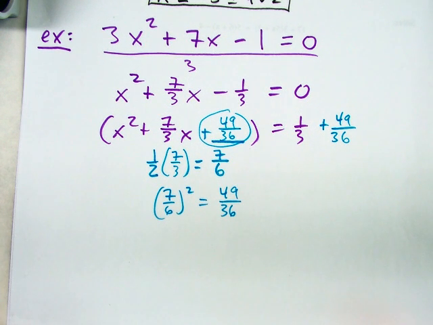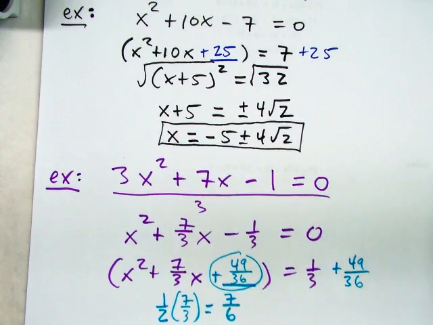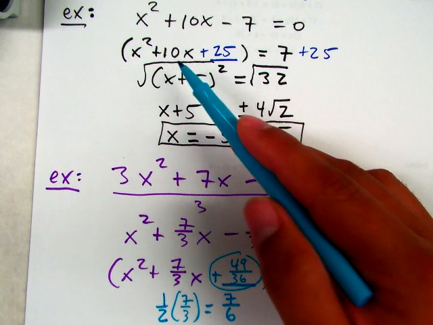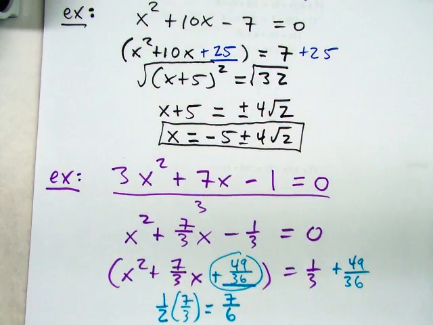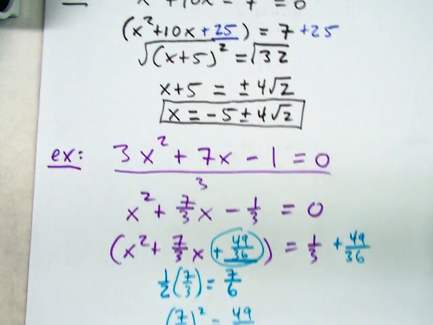Yes? Why do you take half of that? Because that's what we did here. We took half of 10 to get 5, and then we squared it to get 25. The idea here is I'm trying to show you that we're literally doing the exact same steps. It just looks a little weirder because there are fractions involved. Okay? Any other questions?